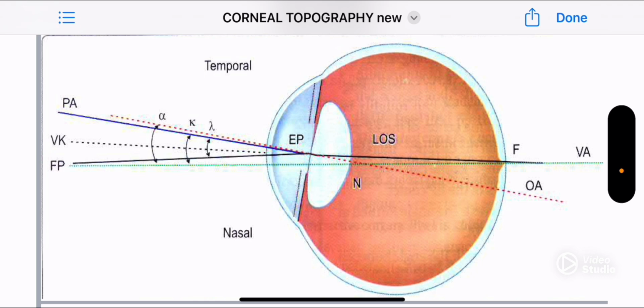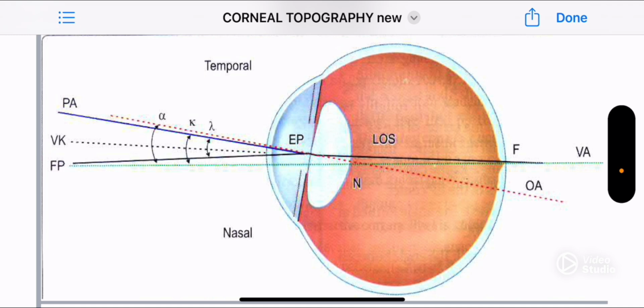So for our purpose, there is an optical axis. What is the optical axis? It is the axis which connects the centers of all the refractive surfaces. So the center of the anterior surface of the cornea, the center of the posterior surface of the cornea, the center of the anterior surface of the lens, and the center of the posterior surface of the lens. The line joining all these 4 points is known as the optical axis.